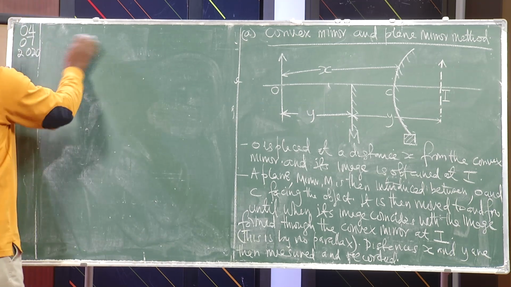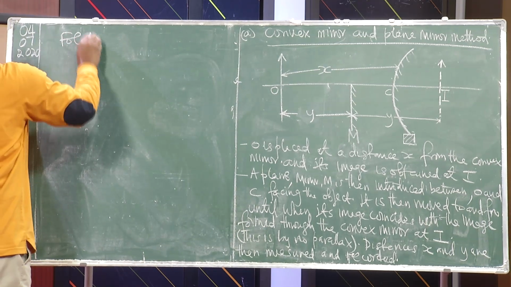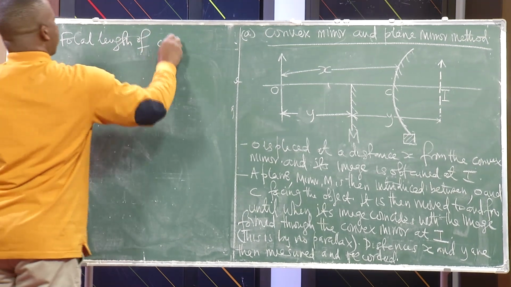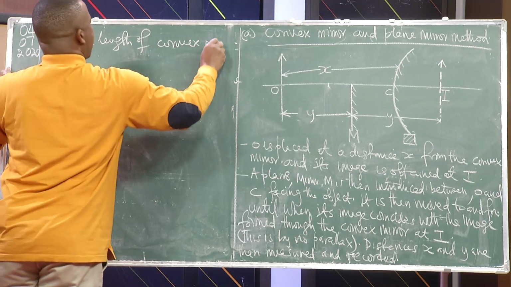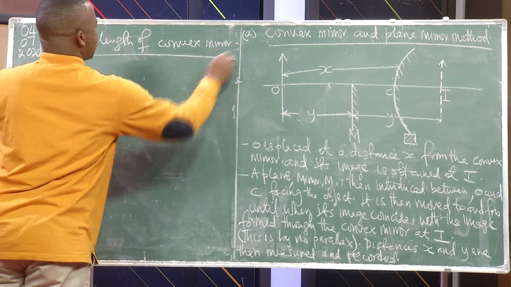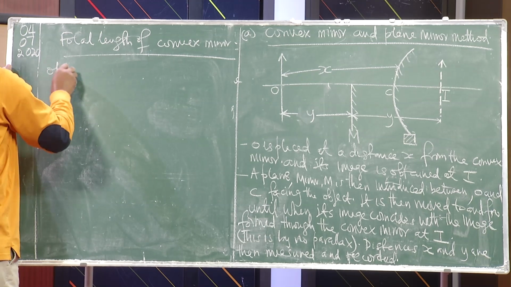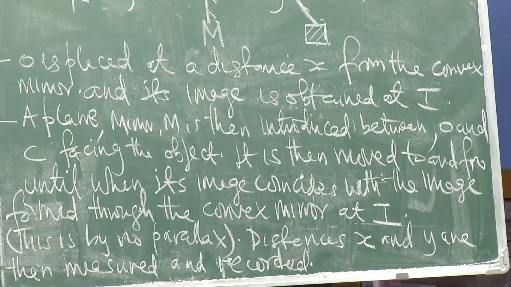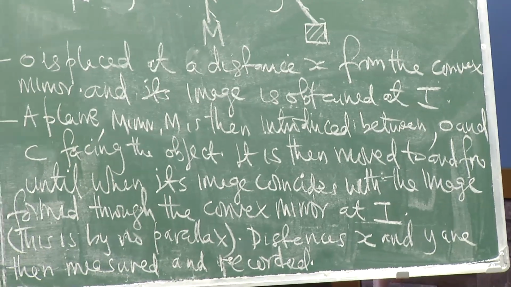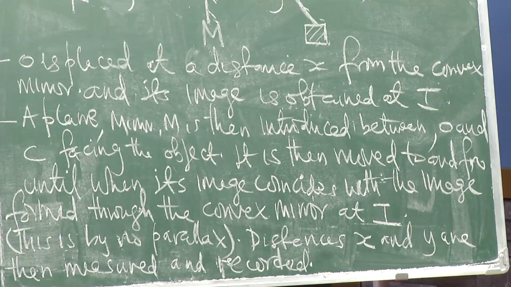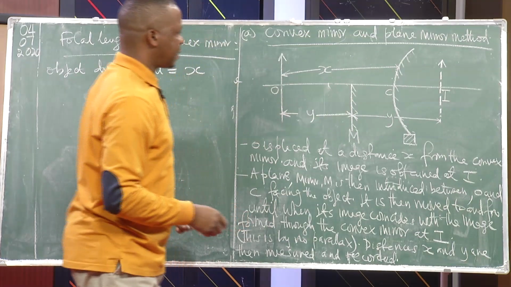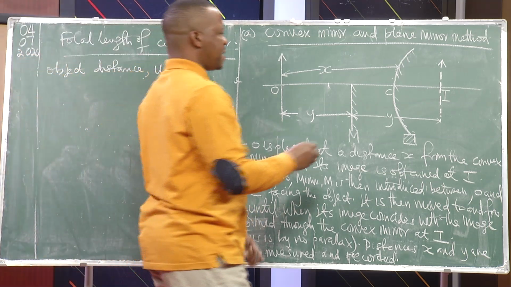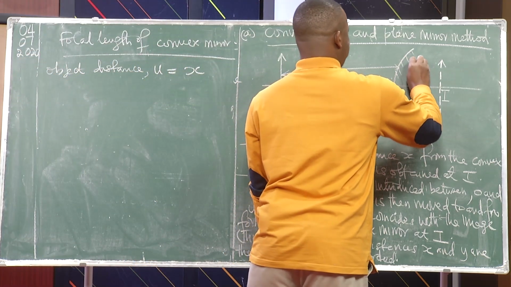We are looking for the focal length of the mirror and the mirror is convex. So the object distance, which we normally call u, is x from the mirror. And the image distance from the mirror is this. Let me call it v.